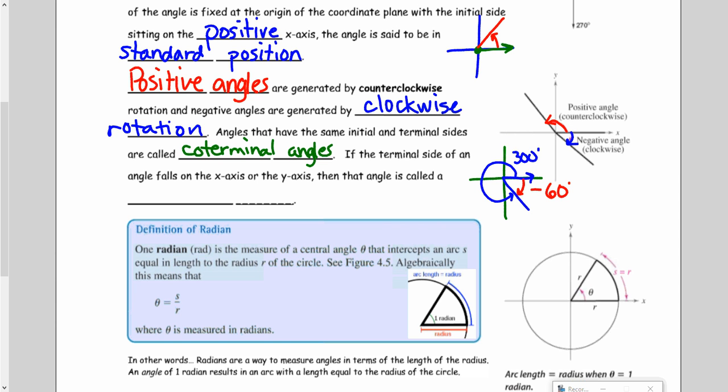And there is one more word after that. If the terminal side of an angle falls on the x or the y axis, then the angle is called a quadrantal angle. A good example would be 90 degrees, where the terminal side is on the positive y-axis. 180 degrees would end on an axis, and so would 360 and 270. There are infinitely many quadrantal angles.